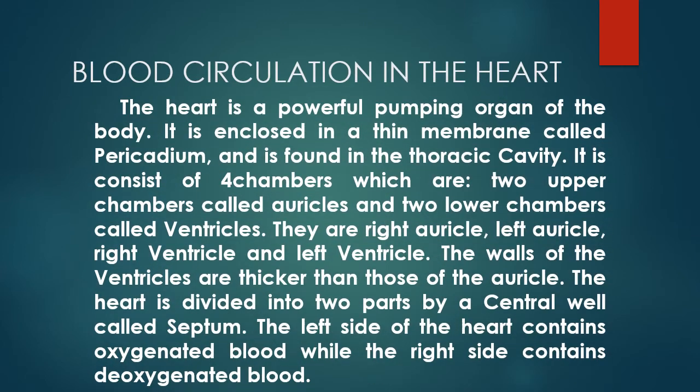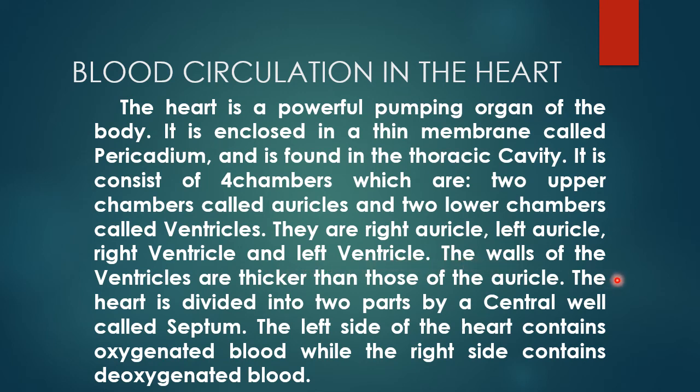We'll just get into the process to see what we have just mentioned using our diagram of the heart. So we mentioned here that the heart is a powerful pumping organ of the body. It is enclosed in a thin membrane called pericardium. It is found in the thoracic cavity. It consists of 4 chambers, which are 2 upper chambers called auricles and 2 lower chambers called ventricles. The right auricle, the left auricle, the right ventricle, and the left ventricle.